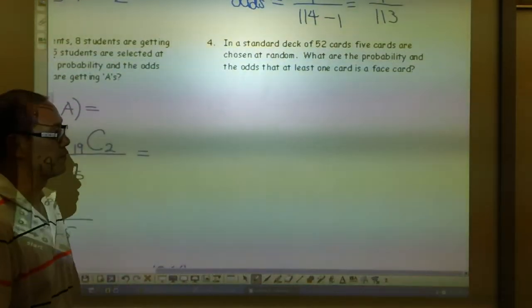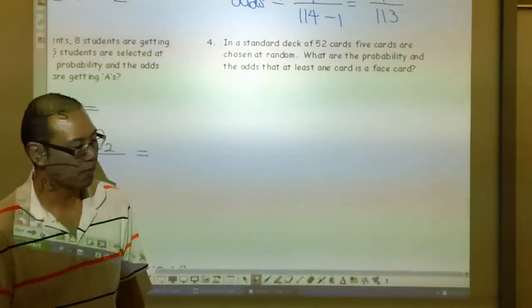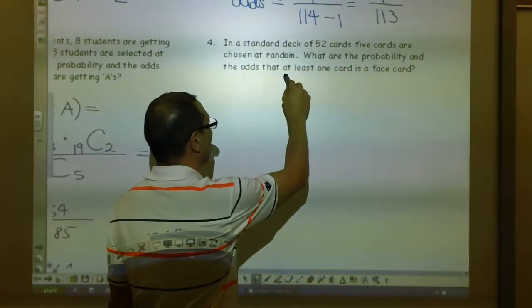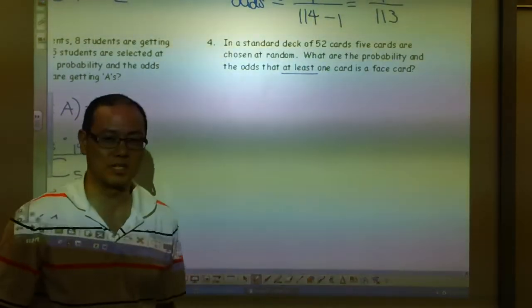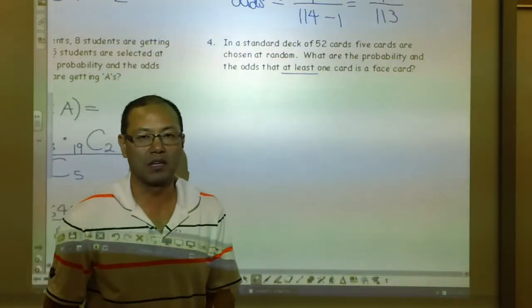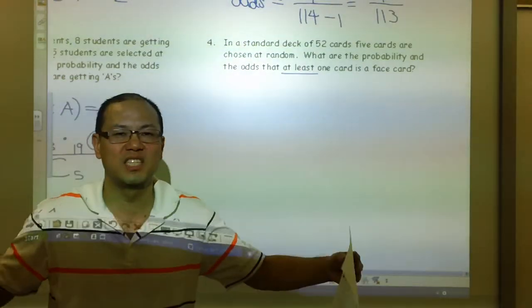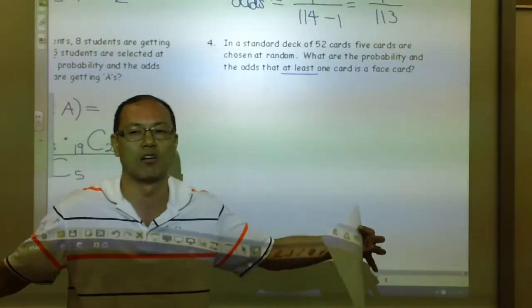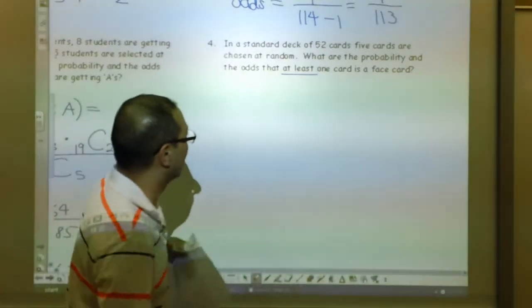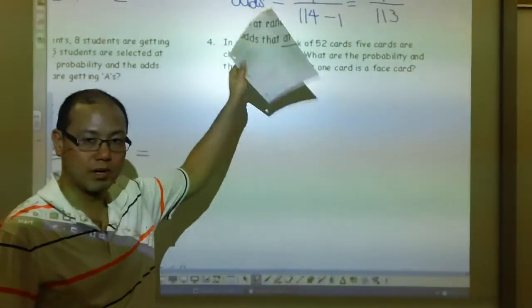Alrighty. Finally, the last question. When you see the words at least, at most, things like that, this is the beginning of probability becoming a very tedious, rigorous, long kind of problems. Because, did you read the problem? Yeah, read the problem.